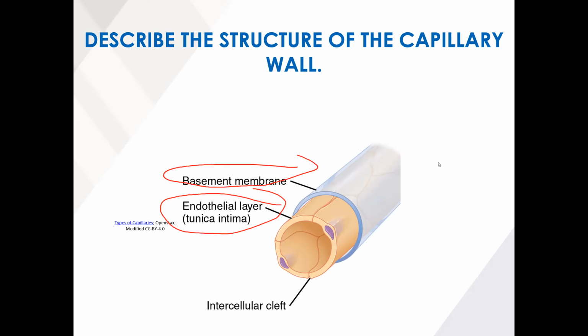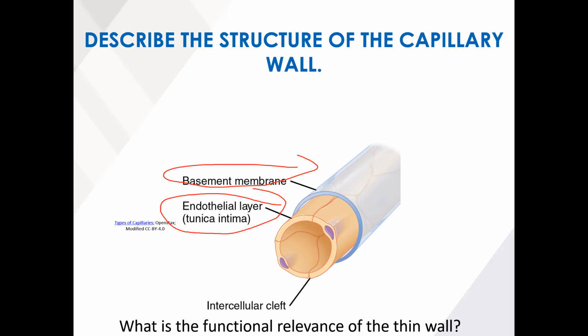So given that they're only made up of this endothelial layer, the tunica intima, and the basement membrane, what is the relevance of this? Why do they have such a thin wall as opposed to something like arteries or veins? Yeah, it's because capillaries are the only place where we can do exchange. Arteries are just there to get the blood to the capillaries. That way we can have exchange. But the only place that we can effectively have any kind of exchange is the capillary. Veins just help to get the blood back, right? So we need these very thin walled capillaries because that's where exchange happens.